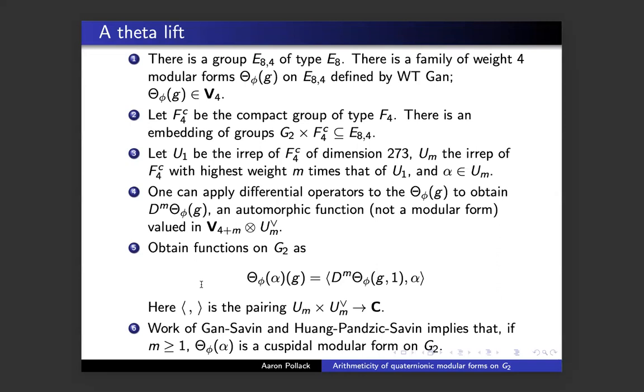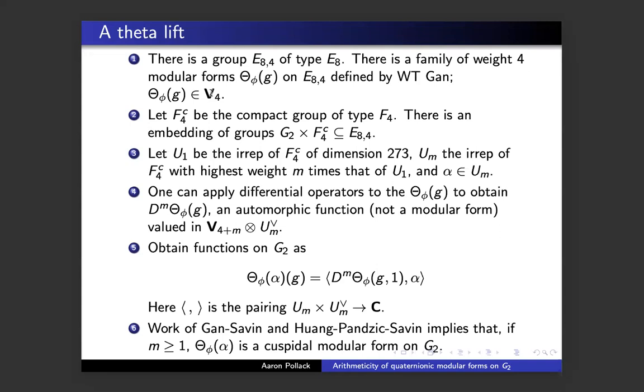So they take values in the same representation, or the same 9-dimensional vector space V4. So recall VL was a 2L plus 1-dimensional vector space. So V4 is 9-dimensional, and these functions theta phi take values in V4, this 9-dimensional space. So now there's a compact group.